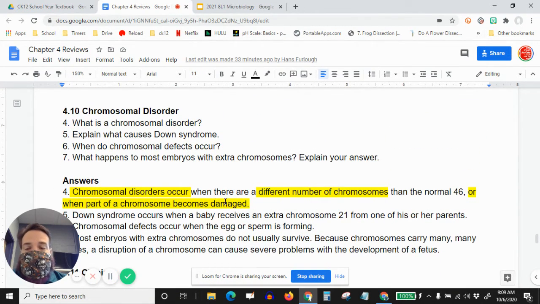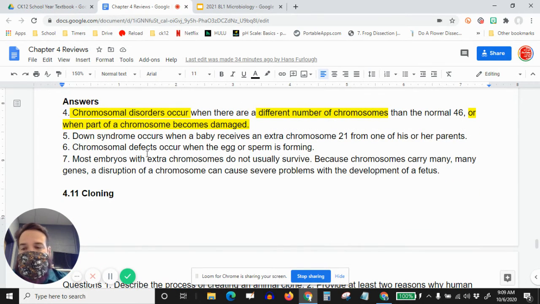All right. Chromosomal disorders, these happen when something happens to the chromosomes. Usually this occurs during meiosis, which is the process that makes the sperm and the eggs. So it could be a different number of chromosomes, or maybe a chromosome gets damaged. Down syndrome occurs when the zygote has an extra copy of chromosome 21. And most embryos with extra chromosomes or too few chromosomes usually do not survive.